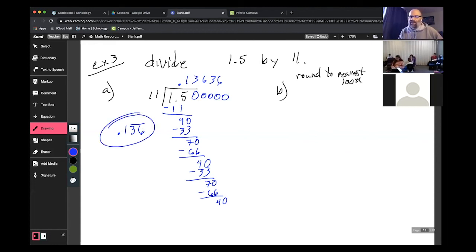Now I'm going to round to the nearest hundredth. Hundredth is 2 decimal places out, so I need at least 3 digits. Well, that works because that's just 0.136. You can add more if you want, but all I need are three digits because I'm rounding to the second digit. So this is where I'm rounding. I look at the 6, it's 5 or above. So that 3 goes up 1, so 0.14. So these 2 answers are acceptable.